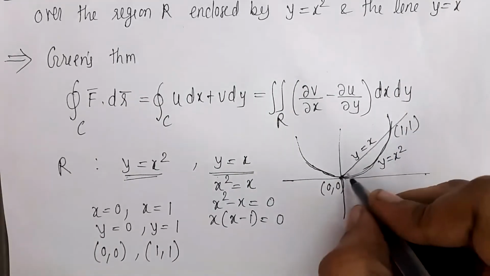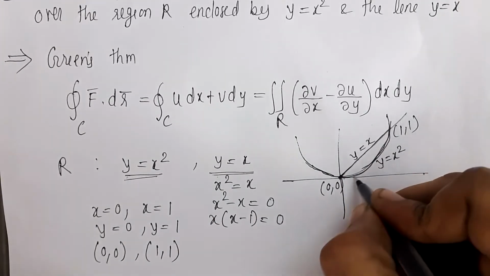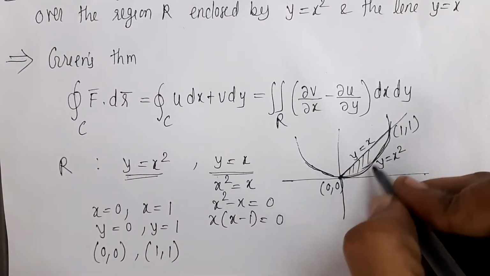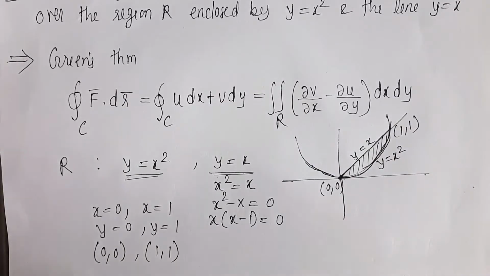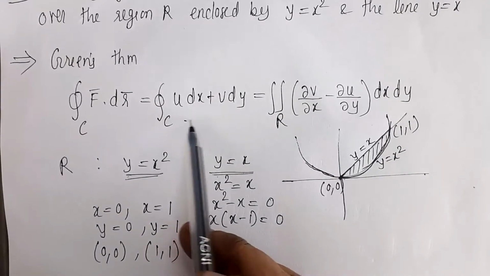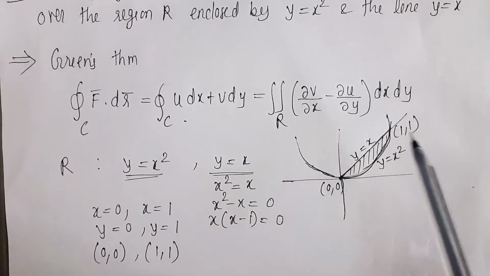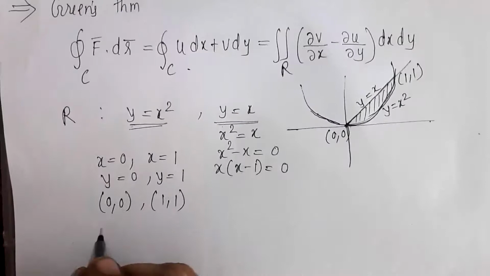Now if we observe it carefully, this is a closed figure. It starts from this line and ends over this line. So this is our region R enclosed by the curves y = x and y = x². Now, verify Green's theorem means prove that LHS is equal to RHS. Before that, first we find F dot dr.